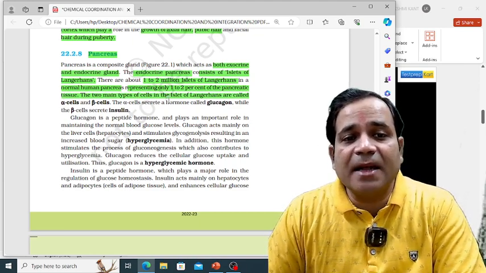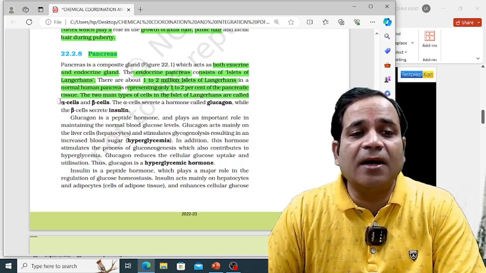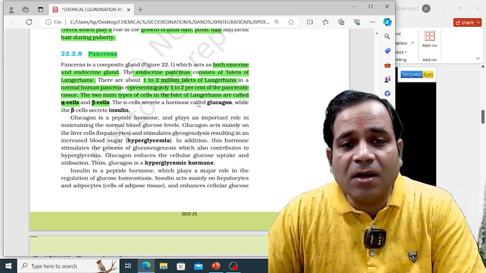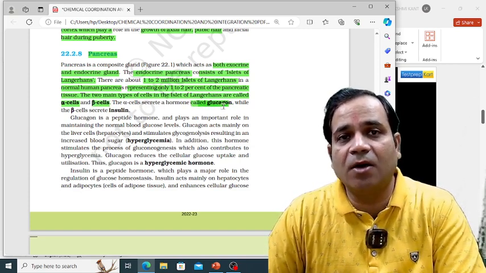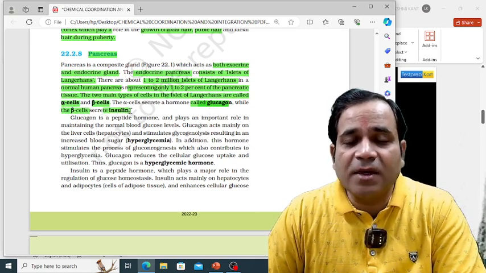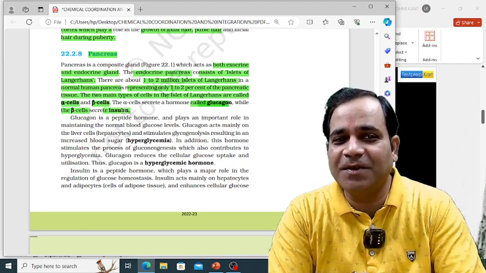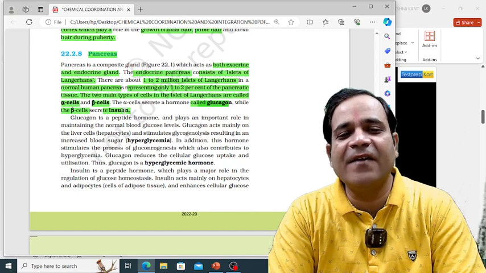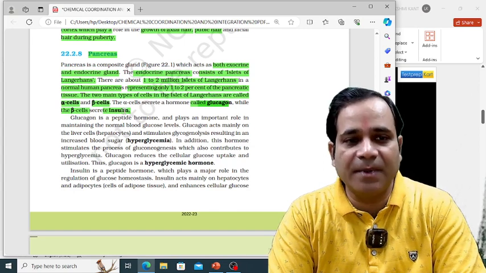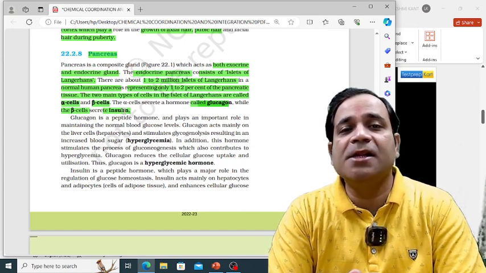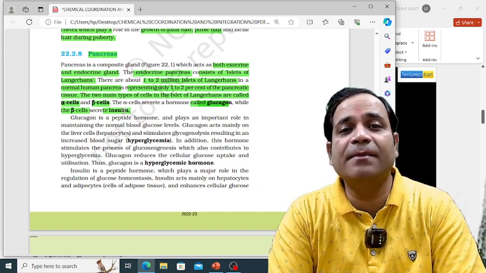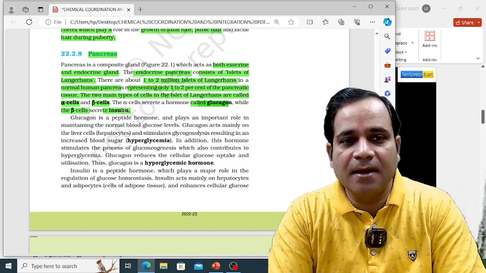And the two main types of cells in the islets of Langerhans are called alpha cells and beta cells. The alpha cell secretes a hormone. The name of the hormone is called what? Glucagon. While beta cells secrete a hormone known as what? Insulin. Yes, insulin plays a very important role, my dear, to maintain the amount of glucose in the blood. Again, I'm repeating here. Insulin is such a hormone which is basically responsible for maintaining the amount of glucose in the blood, my dear. Is that clear?